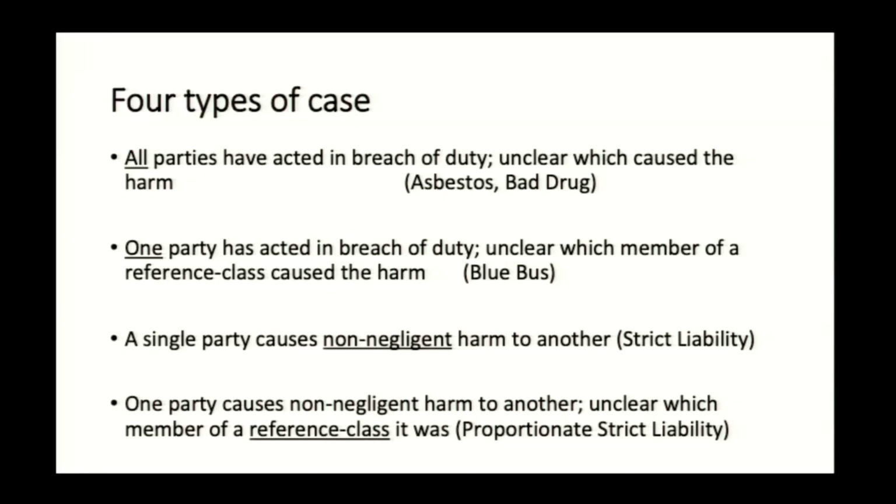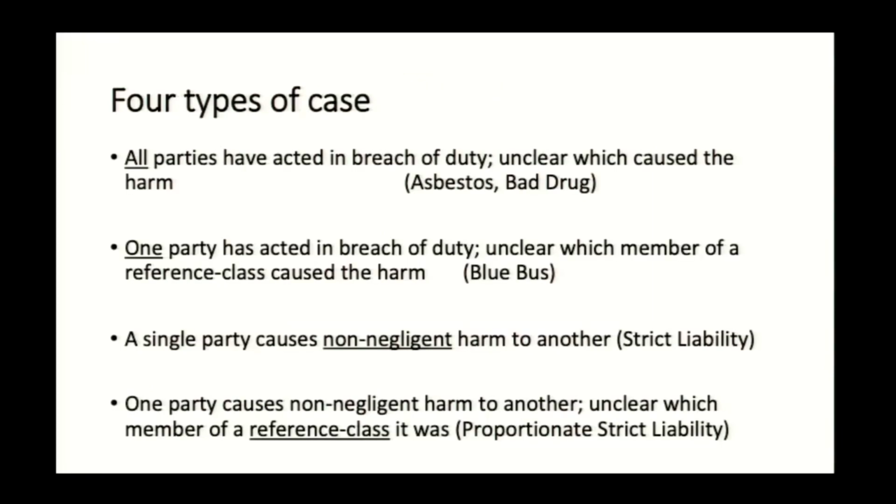And then there's another case, just to fully flesh out the terrain, that no one really discusses, which is proportional strict liability. So you might imagine that one party has caused non-negligent harm, but we don't know which member of a reference class it was. I'm not sure there's any discussion of the fourth of those. The literature on strict liability is huge, and there's been some work on the first two, and that's what I'm interested in.